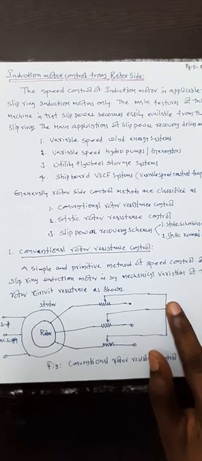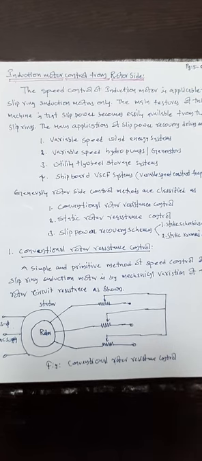The next familiar method of speed control of induction motor. Let us start with the new topic, which is induction motor control from the rotor side. The speed control from the rotor side is applicable to the slip ring induction motor only. The main feature of this machine is that the slip power is collected easily with the help of the slip rings and brushes. In earlier types of rotors, the power is wasted. But here, the power generated in the rotor can be nicely collected with the help of the slip rings and brushes.